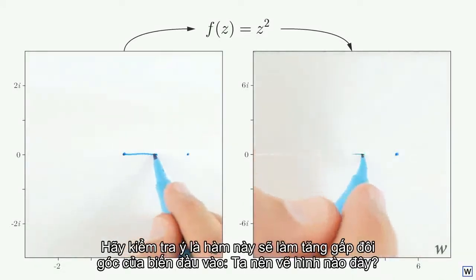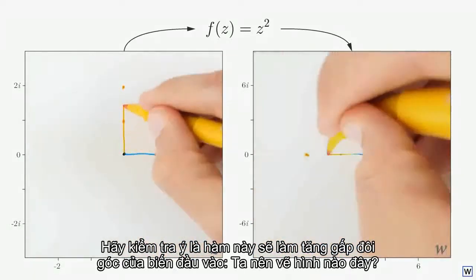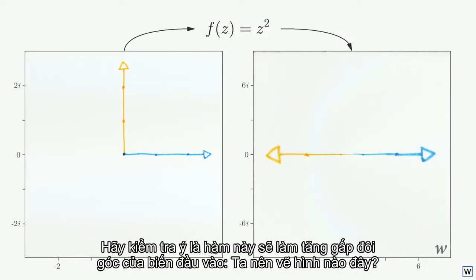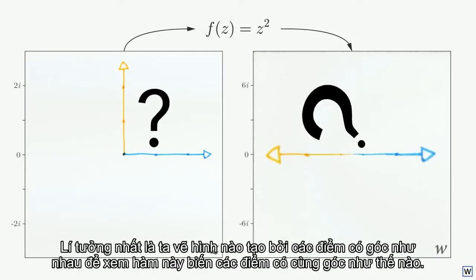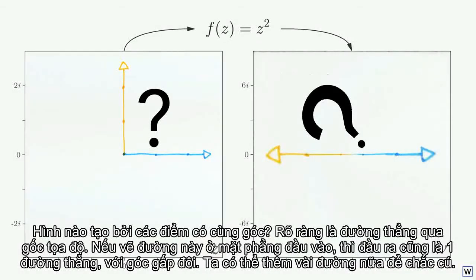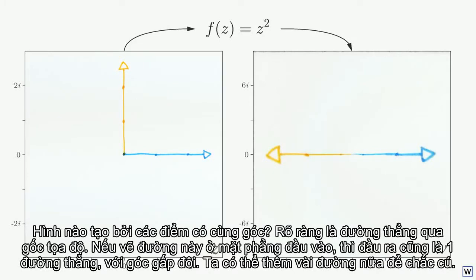Let's test the idea that our function will double the angle of its input values. What kind of shape should we draw to test this idea? Ideally, we want to draw a shape that is made up of points that are all at the same angle, to see if our function changes all points of the same angle in the same way. So what kind of shape is made up of points all at the same angle? This turns out to be a straight line through the origin.